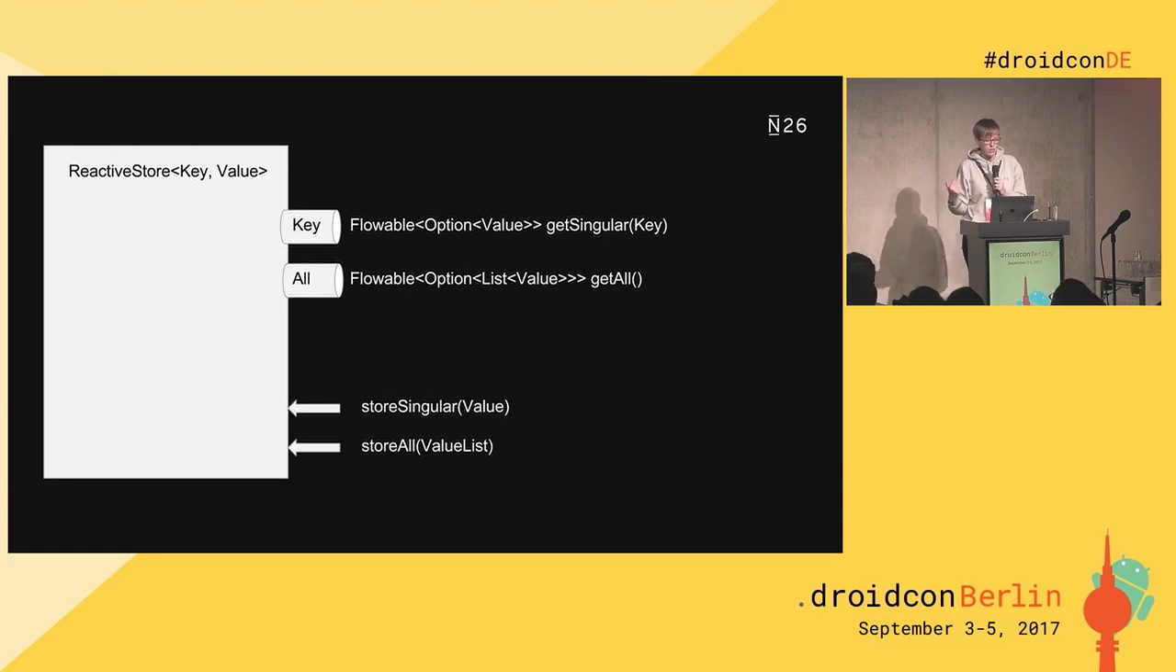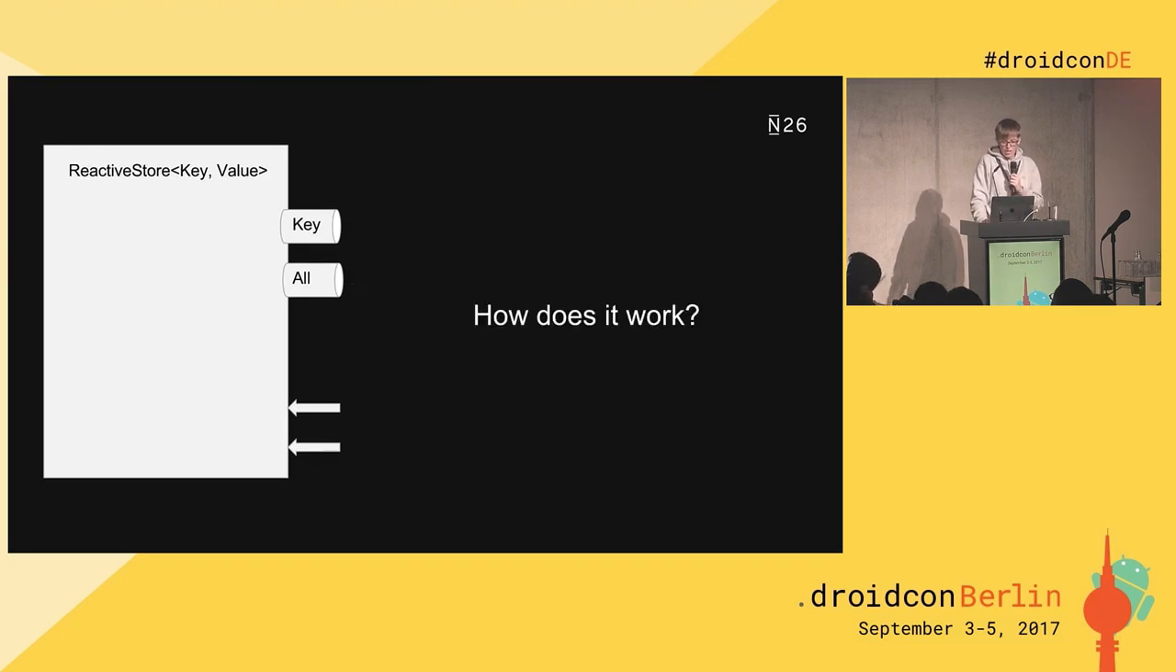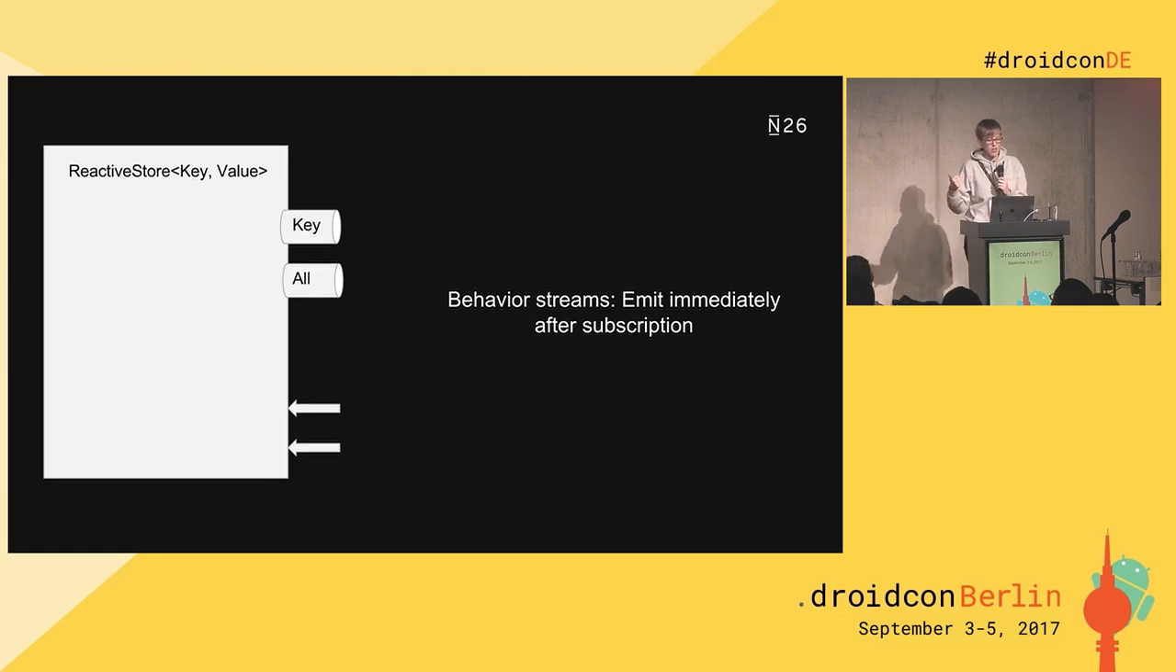So on the other side, we're going to have store singular and store all. This is the action that is going to feed the store on the other side. So how does it work? Well, it has two main characteristics. The first one is that the streams are behavior streams. This means that as soon as you subscribe to them, they're going to emit the current state of the store.